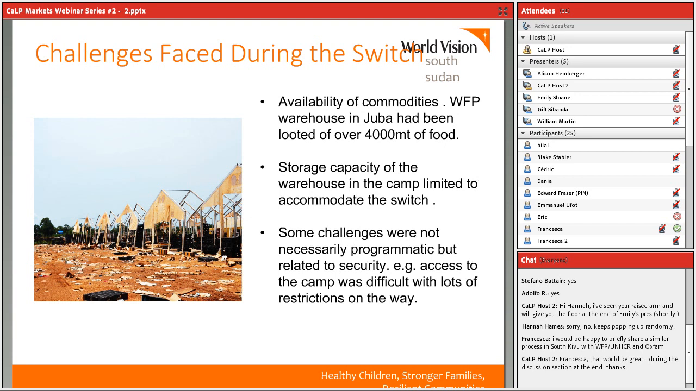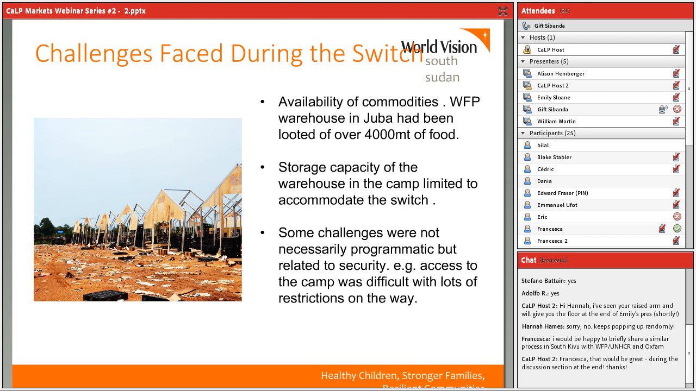But like any other switch or shift, we had our own challenges. The availability of commodities had its own challenges. The warehouses in Juba had been looted. Over 4,000 metric tons were looted during the crisis. So there were challenges in getting the commodities for us to go back to in-kind.